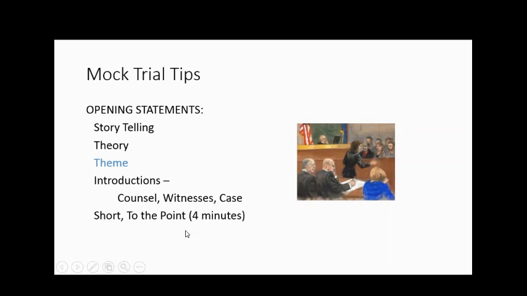Opening statements. With the opening statement, the biggest thing that you want to accomplish in a 4-minute opening statement is just telling the story of the case. This is extremely important, not only for the student's score who's given the opening statement, but also to set up the rest of your team to succeed. A lot of the judges that you'll have on the day of competition will not have read the problem prior to coming to the trial.